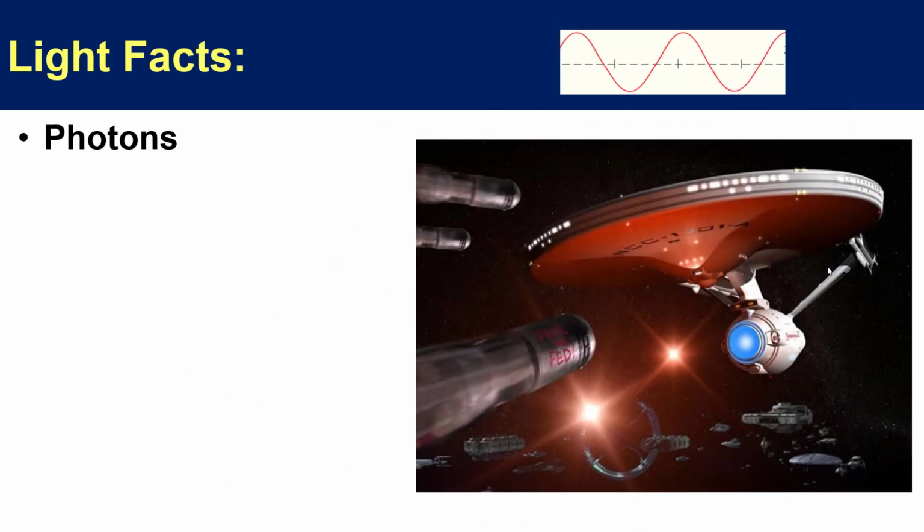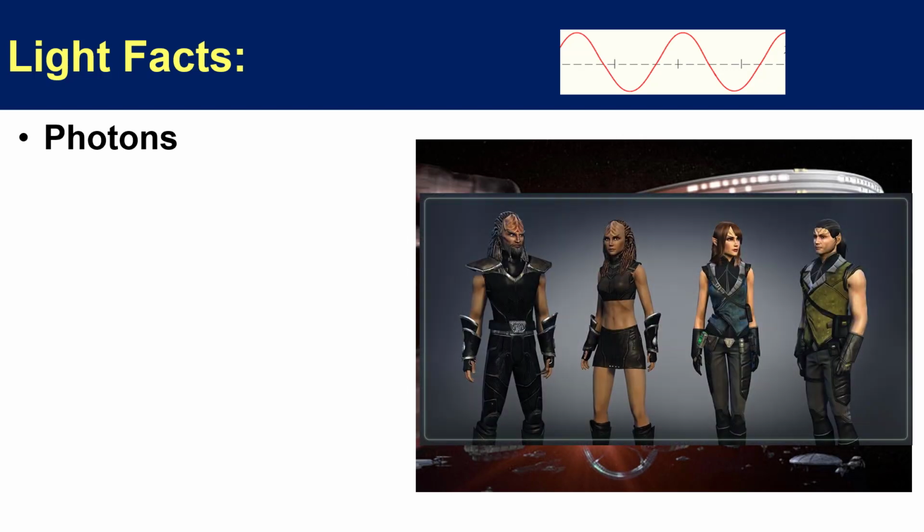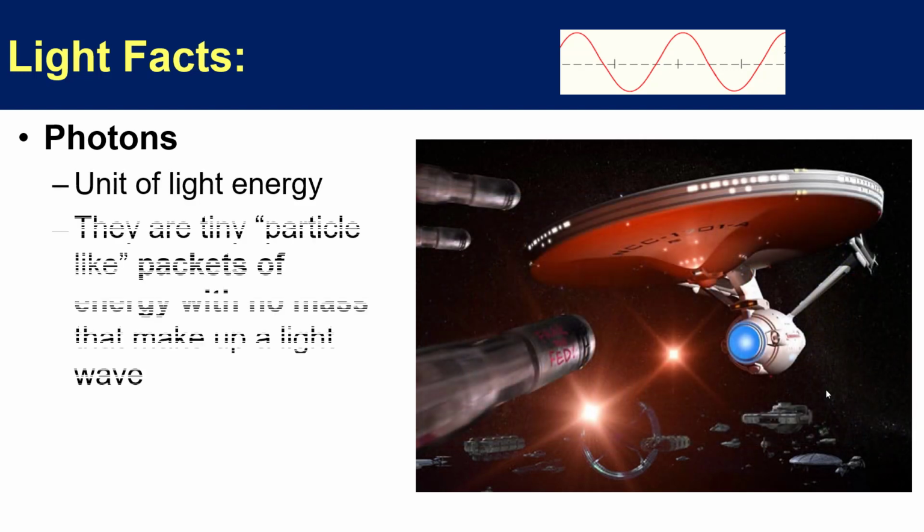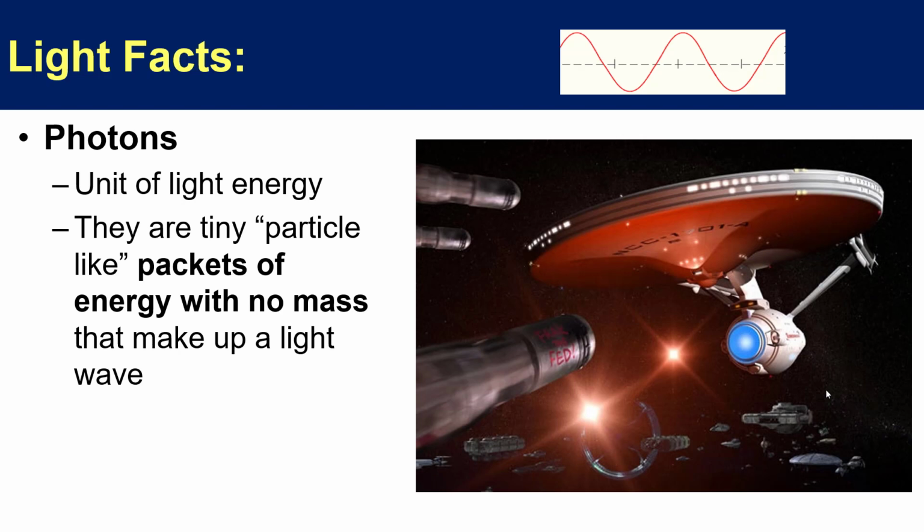So more about light. First thing you guys need to know is some vocabulary, and I'm going to introduce you to photons. Now, I am not talking about Star Trek here on the right-hand side, where the photon torpedo was the go-to for the Starship Enterprise when it was fighting Romulans or Klingons or Ferengi or whoever the villain might have been in that particular episode. Your photon is your unit of light energy, and essentially what a photon is are tiny particle-like packets of energy that have no mass that make up that light wave.